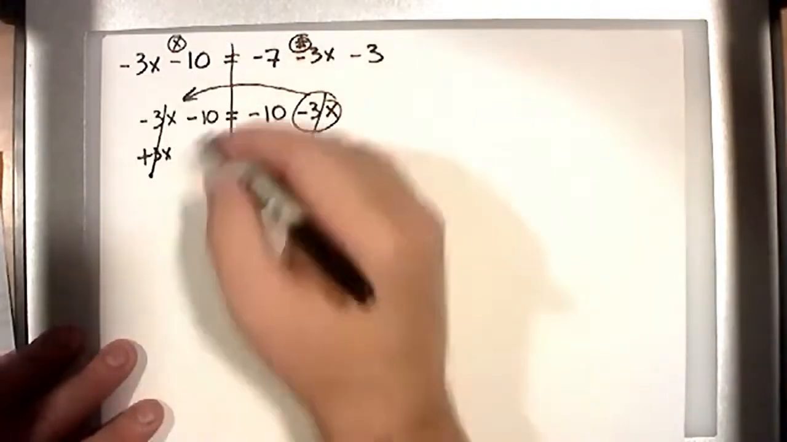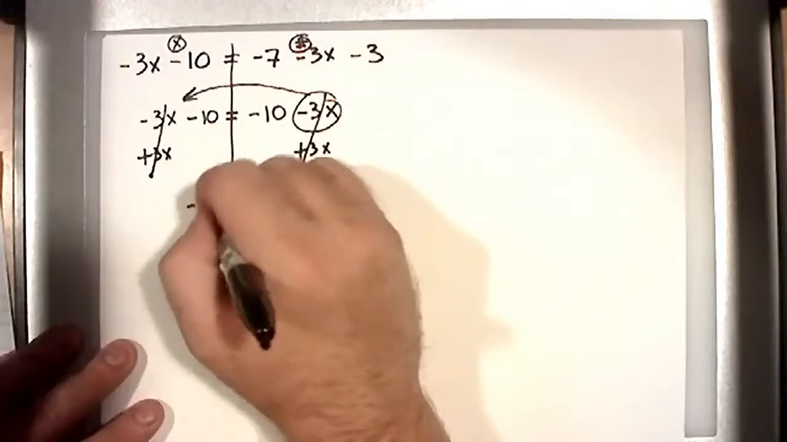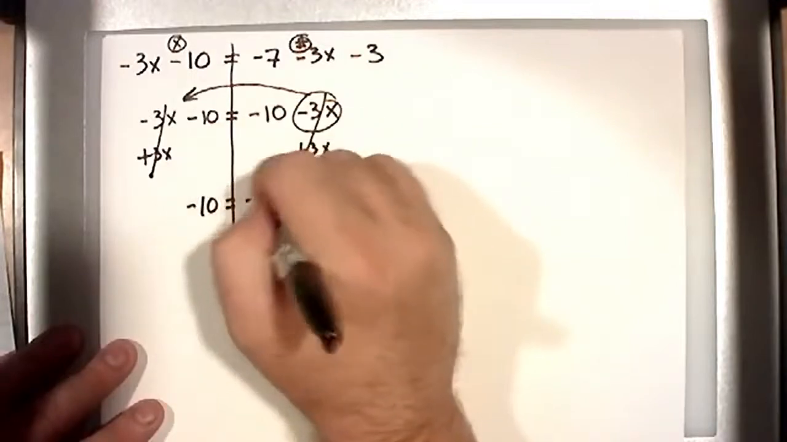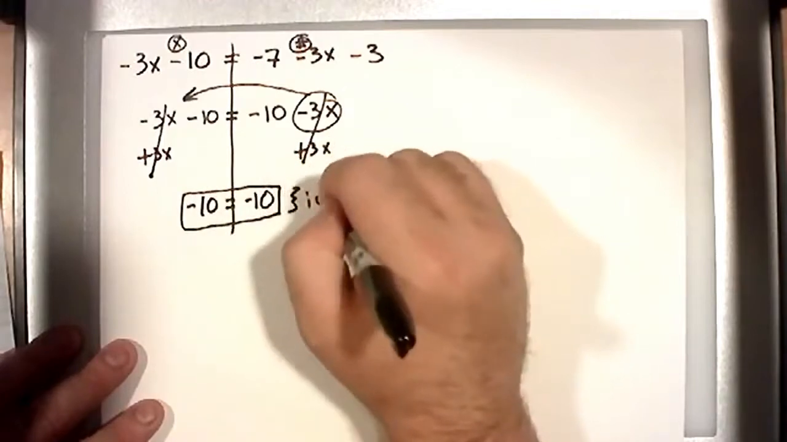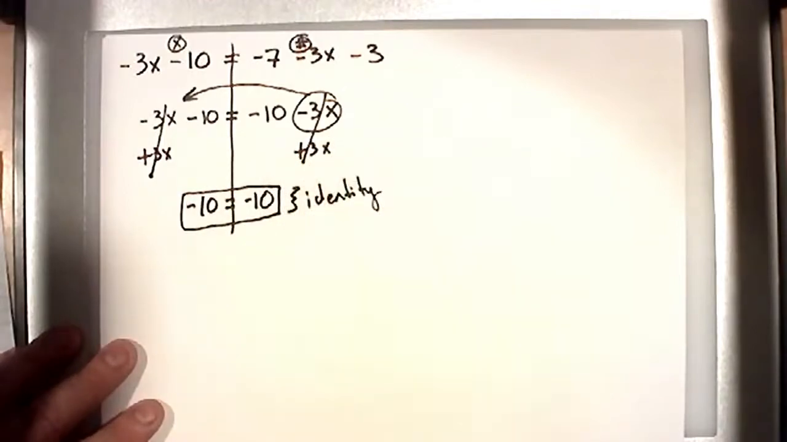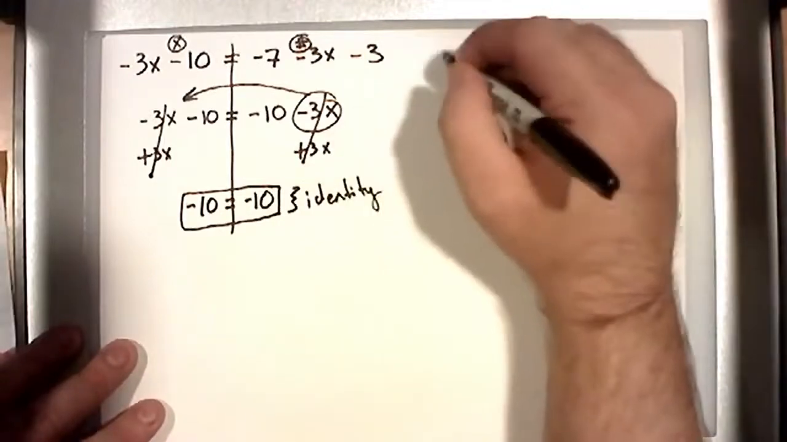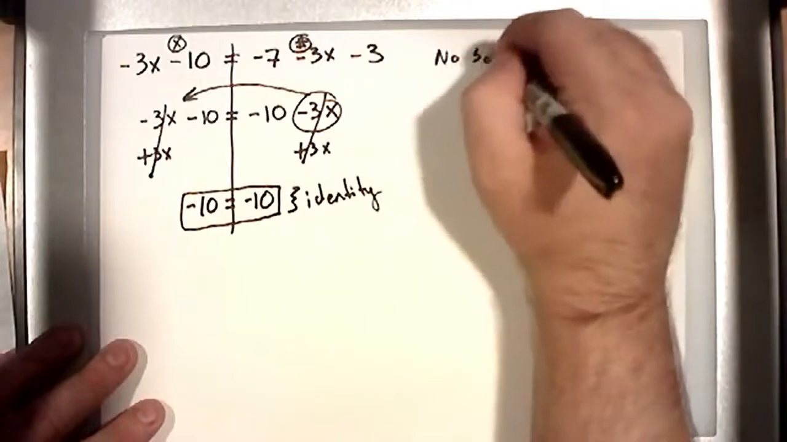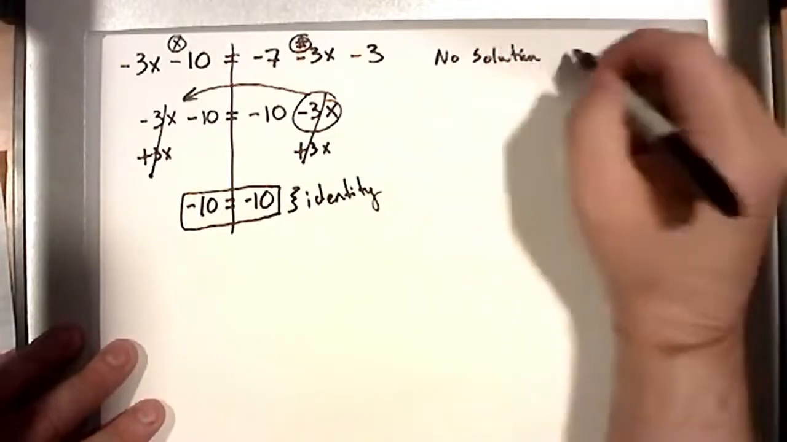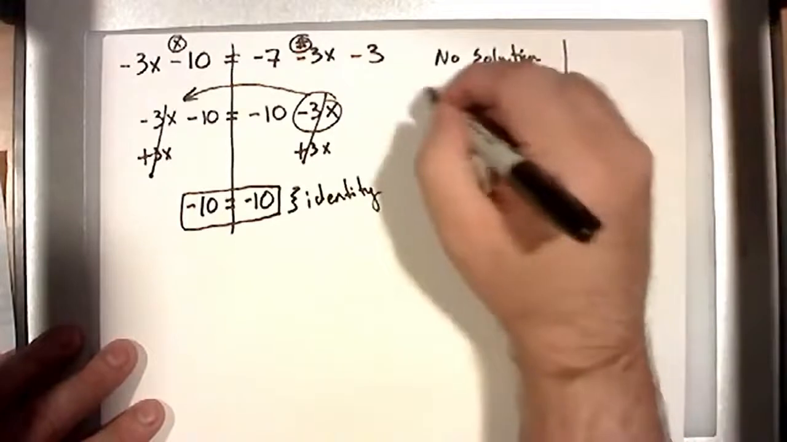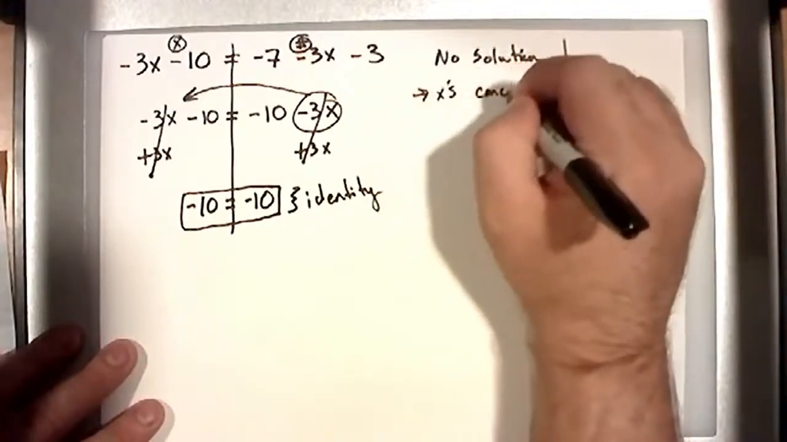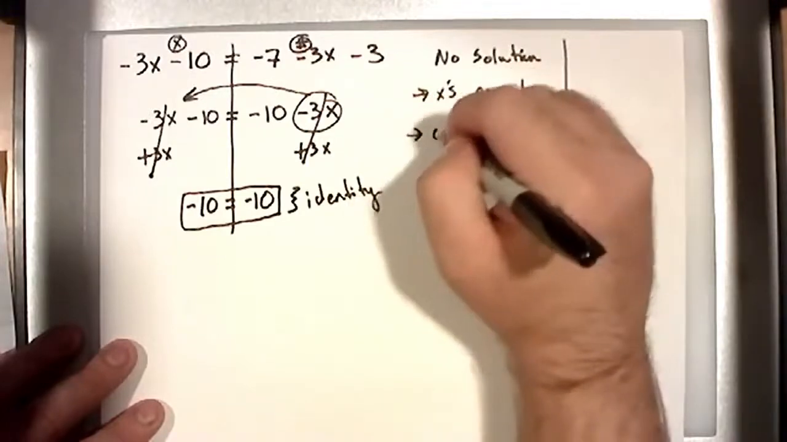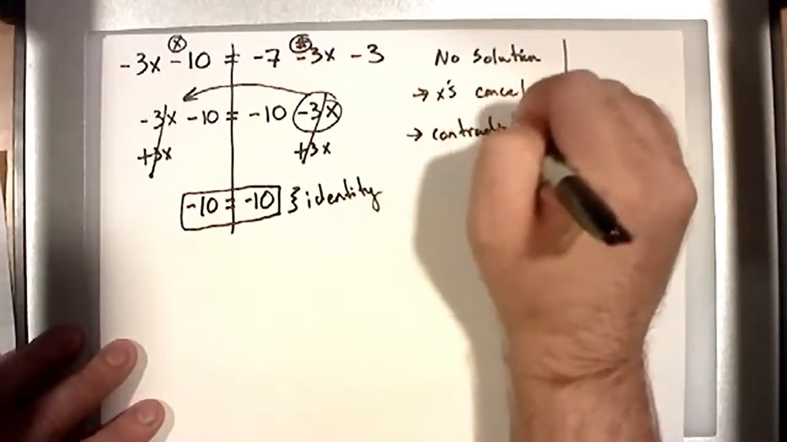That's not the case, because look at what you have now. You have -10 on the left side, and you have -10 on the right side. This is true. This is what we call an identity. So just because the x is canceled, in fact, let me write this down. We have no solution. This is something that should not happen very often, but it can. When we have no solution, and that's the last problem we did before this, the x's will cancel. But also, you will be left with a contradiction.